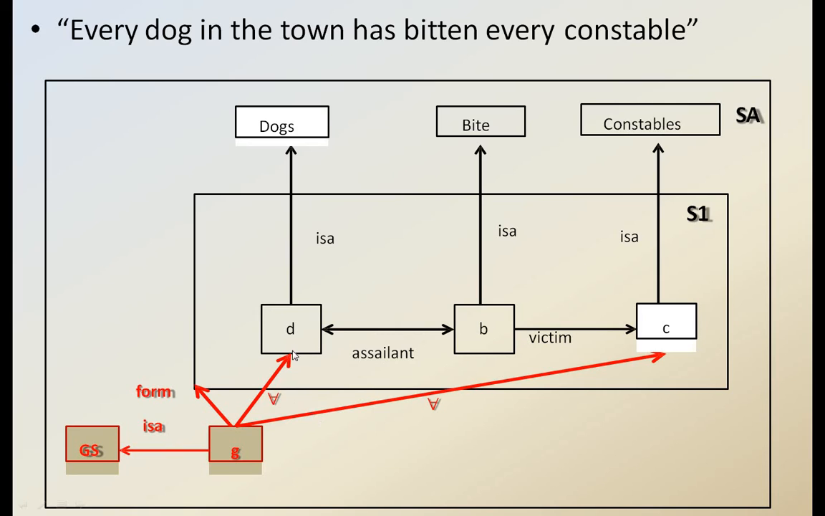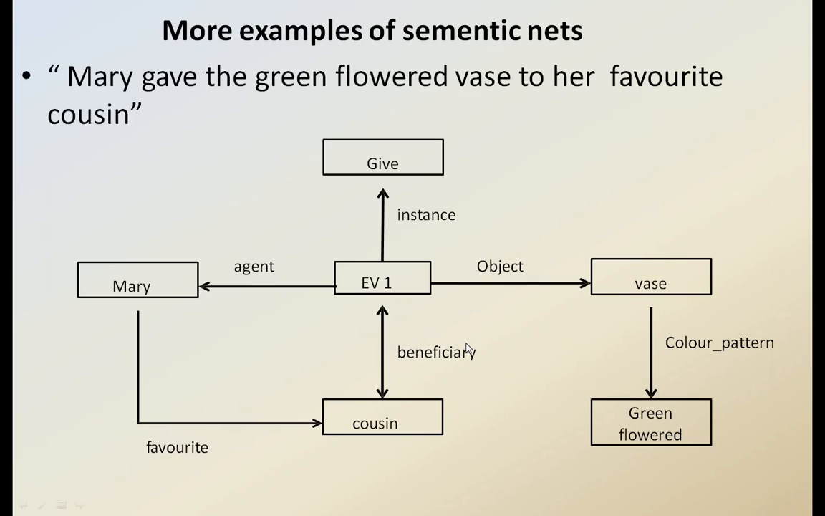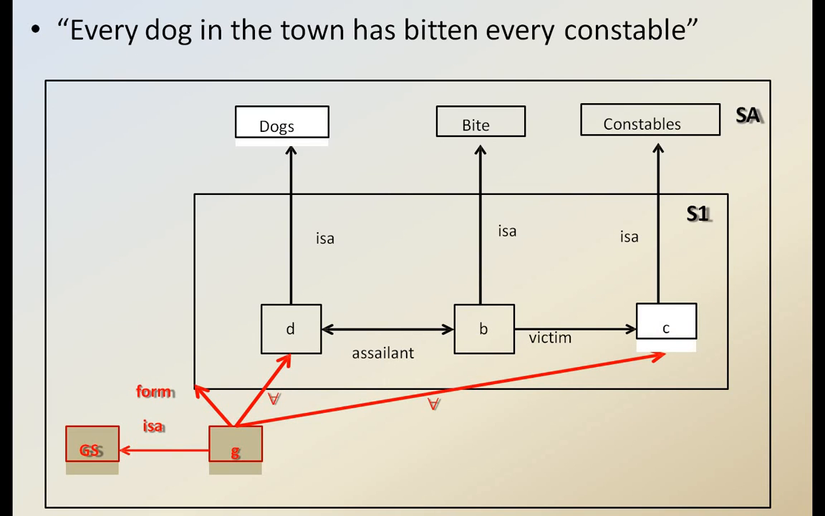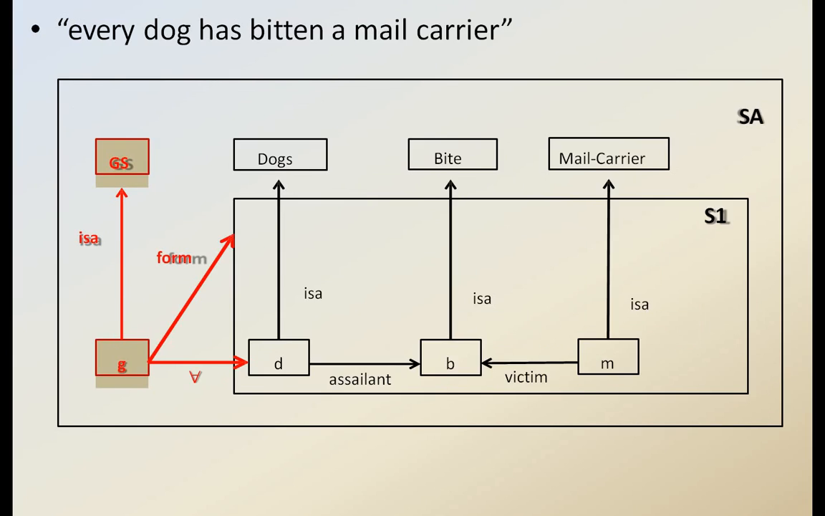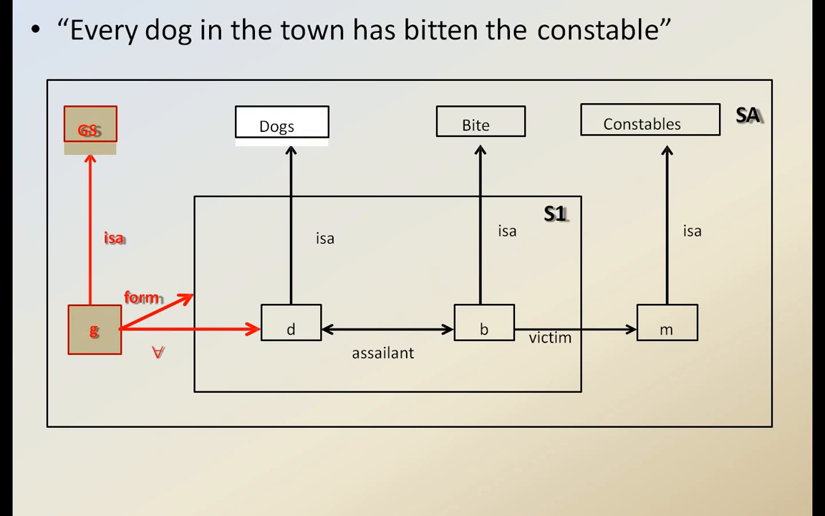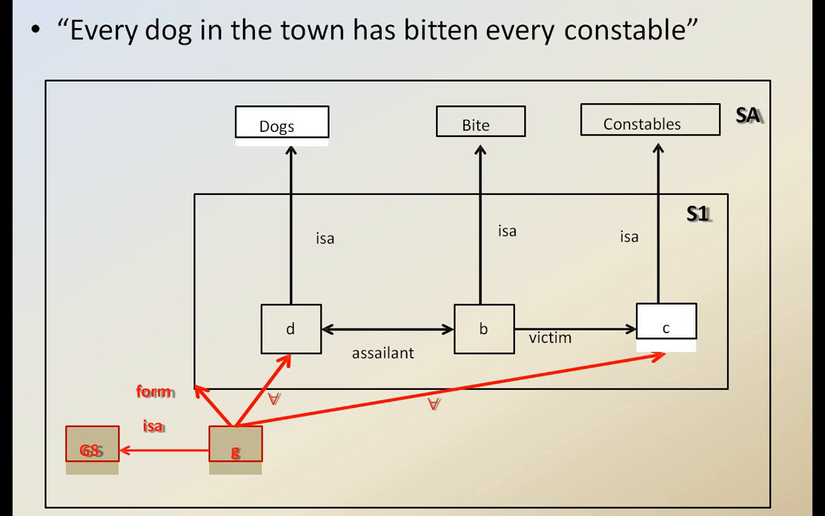So for all can be applicable to dog, and for all can be applicable to constable also. So let us see how it can be represented. This is the whole semantic net SA, and in that the partition one is the S1. D is a dog, B is a bite and constable, and C is victim assailant. So for all can be applicable to whom here? For all can be applicable to D as well as the constable in this particular example. Like that, you can represent the for all quantifiers by using the general statement GS in the respective examples. So this one is the example of how to represent the for all.